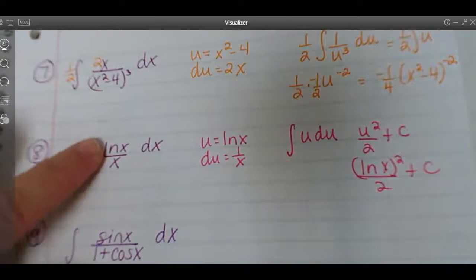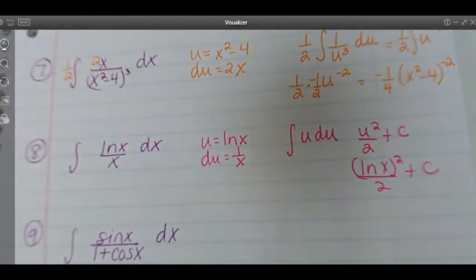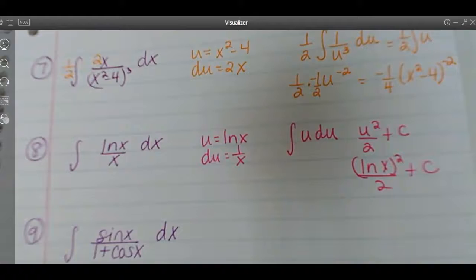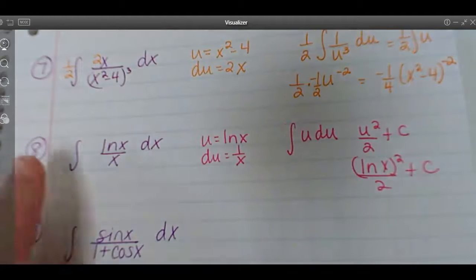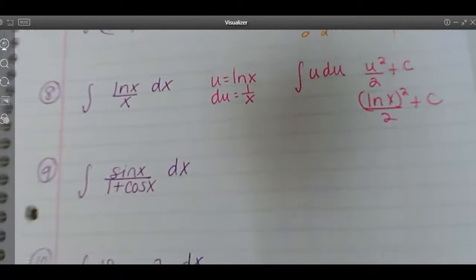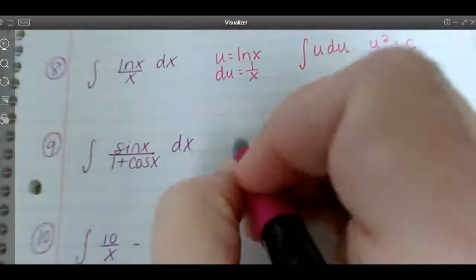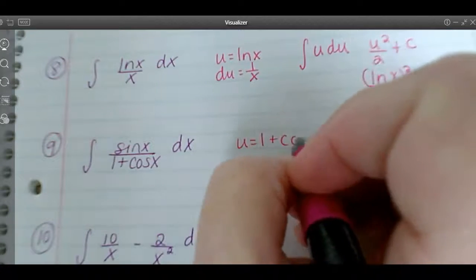So if there's a natural log in the problem, that's going to be the u. So sometimes it's on the bottom. Sometimes it is what's in parentheses. Sometimes it's the natural log. So looking at this problem, the only thing that we could let u be would be that 1 plus cosine of x.